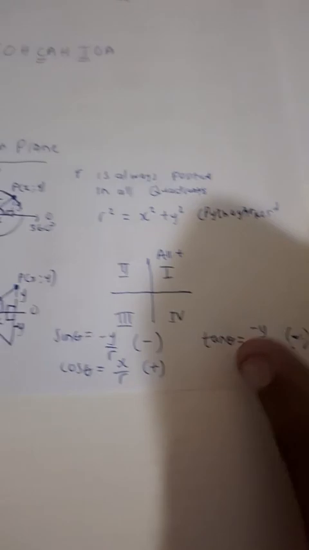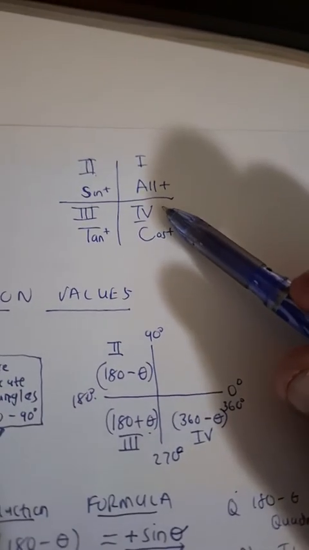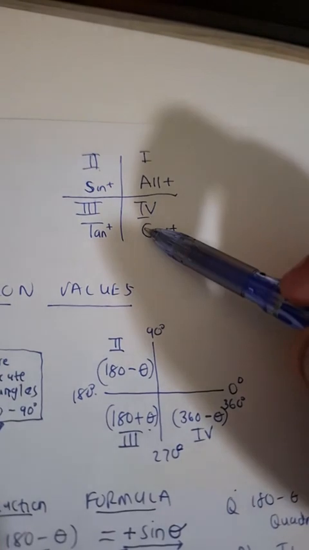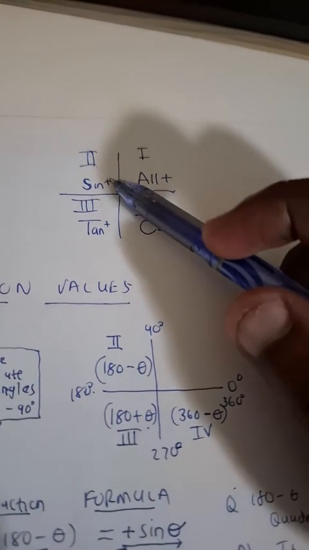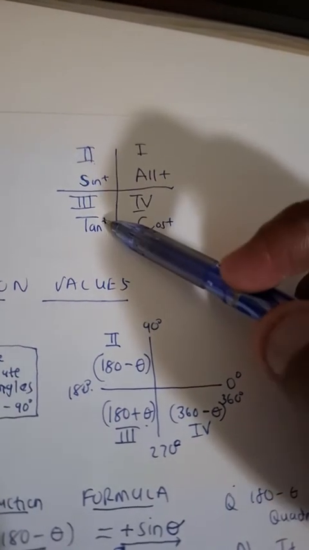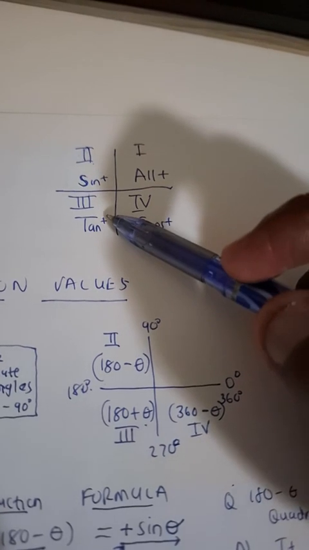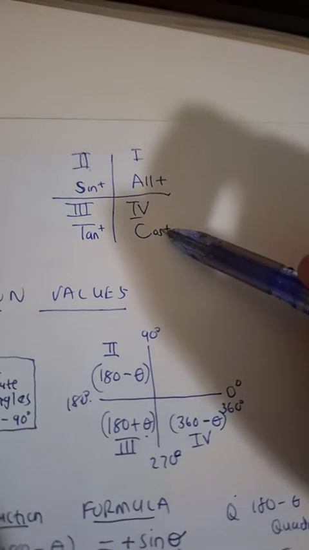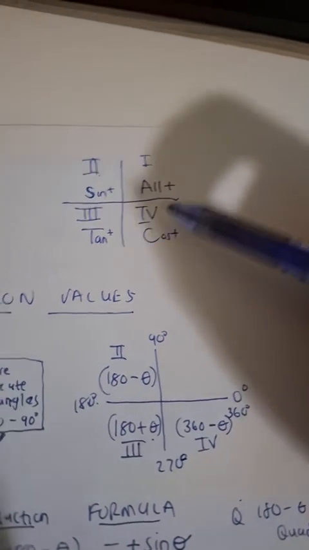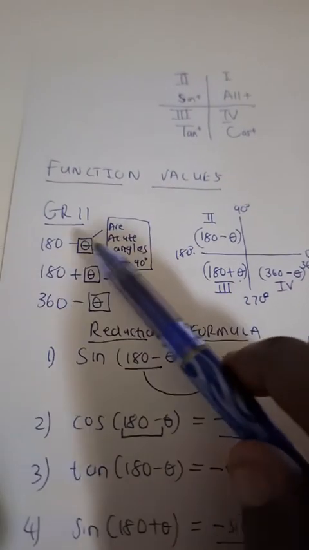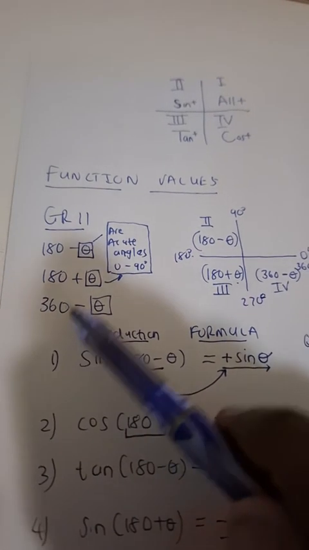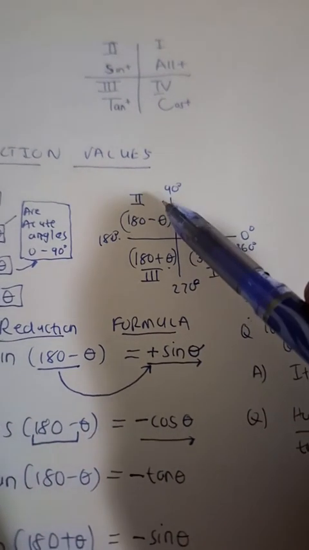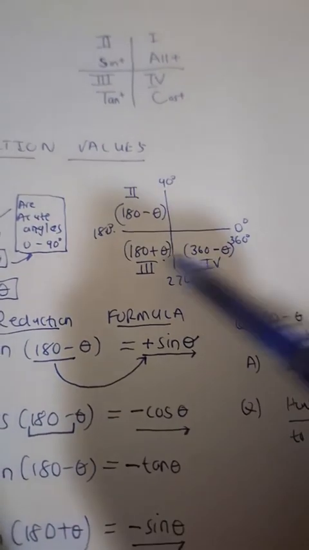And then we looked at CAST, or All Students Take Chemistry, the ASTC rule, in other words, where we know that all trig ratios are positive here, sine is positive here but cos and tan are negative, here tan is positive and sine and cos are negative, and here cos is positive whereas tan and sine are negative. Then we looked at function values, guys: 180 minus, 360 plus, and 180 minus, 180 plus, and 360 minus, because these are function values that exist in the second, third, and fourth quadrants respectively.